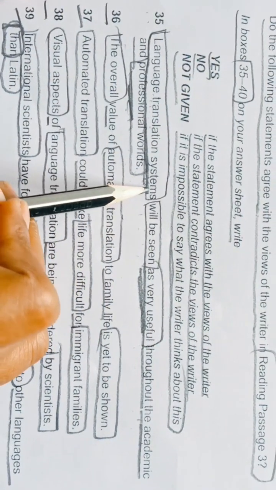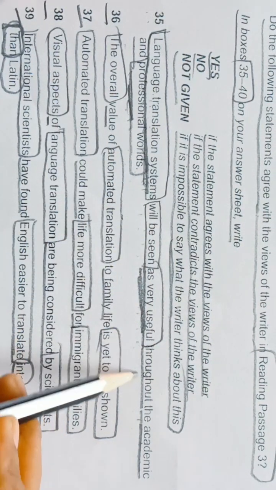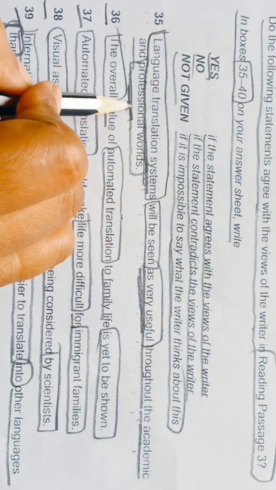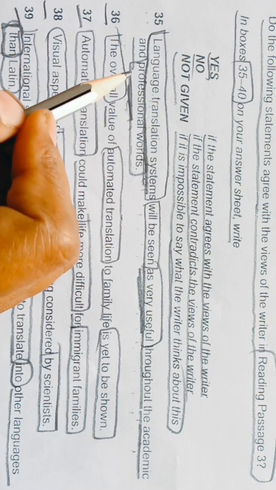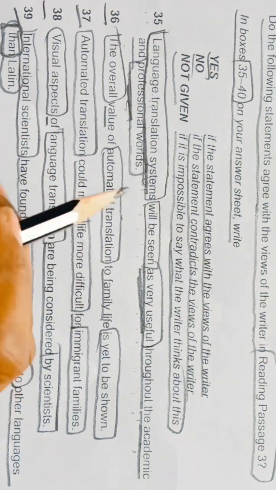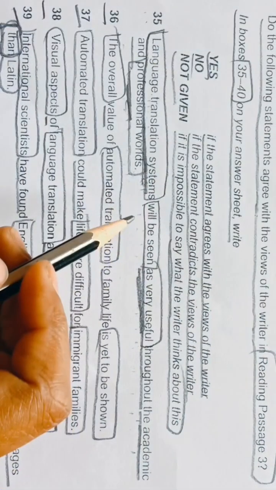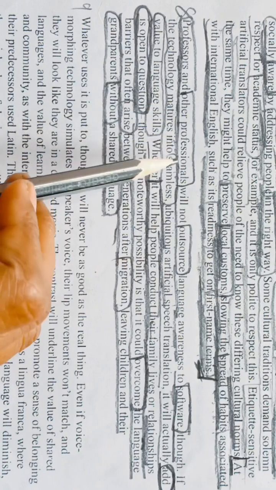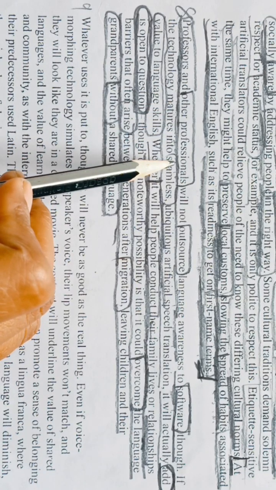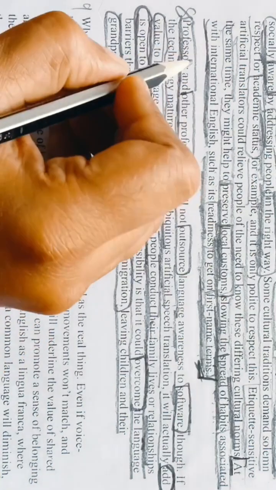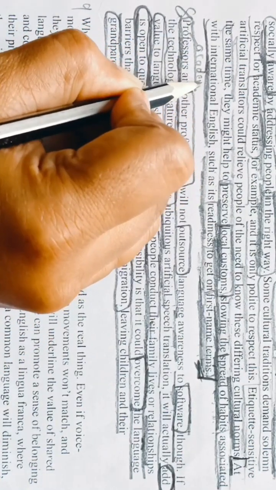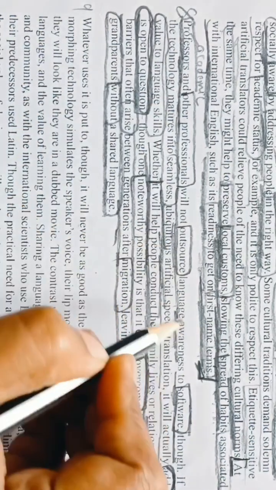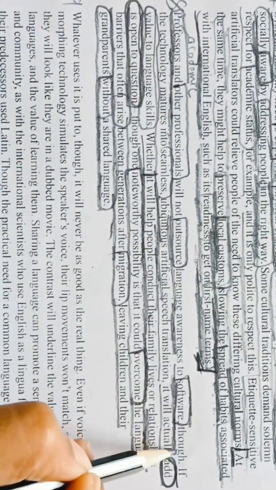Language translation system will be seen as very useful throughout the academic and professional worlds. So here what they are saying, and in the paragraph they are mentioning professors and other professionals. Professors means they are talking about the academic. Okay, academic. Professors and other professionals will not outsource language awareness to software, though.